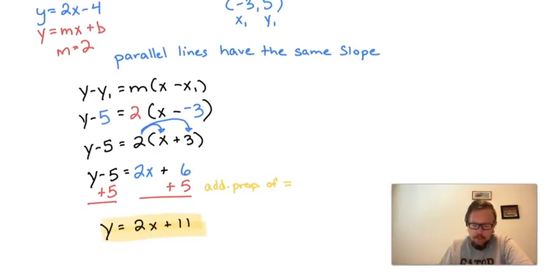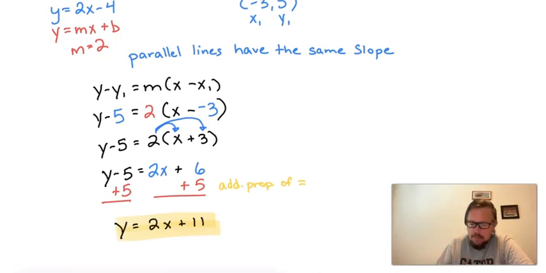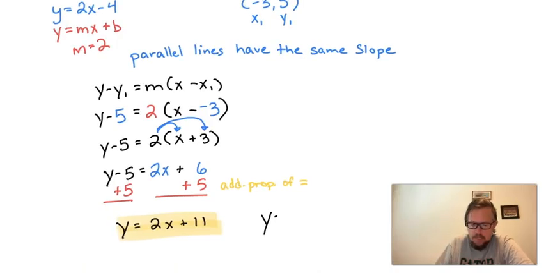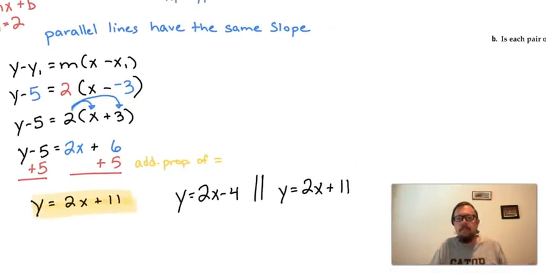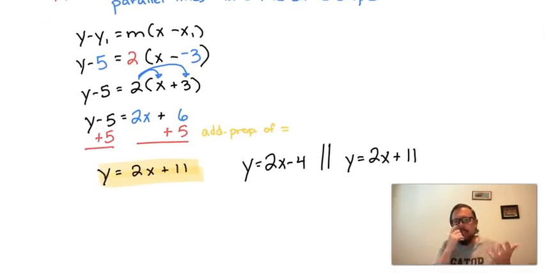Now, a symbol that I want you to be aware of before we finish up is the symbol for parallel. We would say y = 2x - 4 is parallel to, and the symbol for parallel is two vertical lines. The way I wrote that right there is how you would say these two lines are parallel. y = 2x - 4 is parallel to y = 2x + 11. That's the math symbol that means parallel.